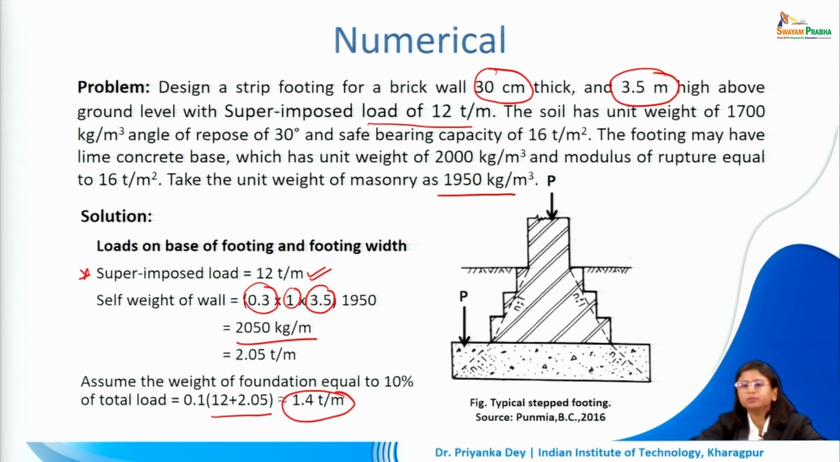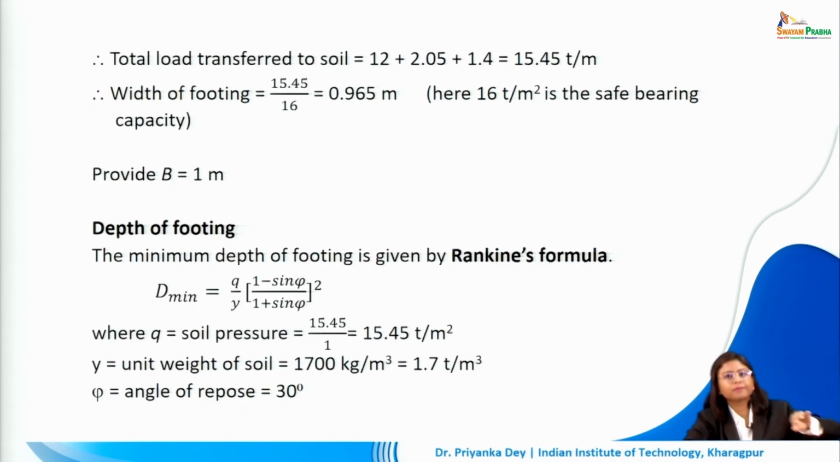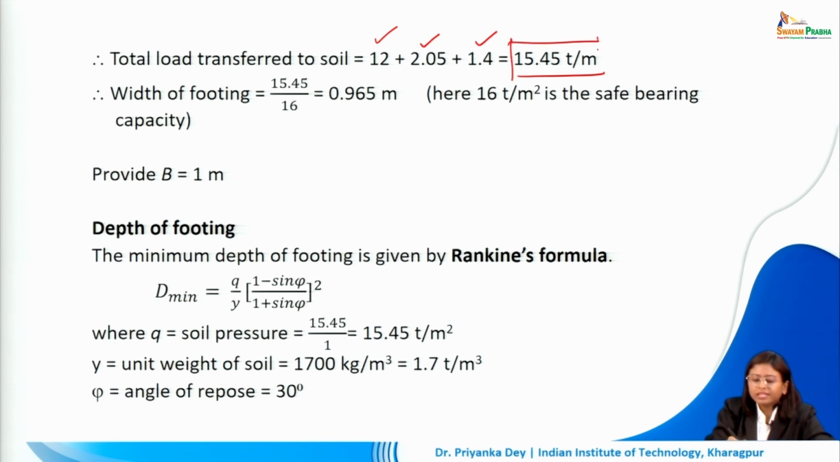That's coming up to approximately 1.4 ton per meter. So that means the total load which is being transferred to the soil through this wall, through this footing, is going to be the superimposed load component, the self weight of the wall component, and the self weight of the foundation component. And that together is going to give us this number.